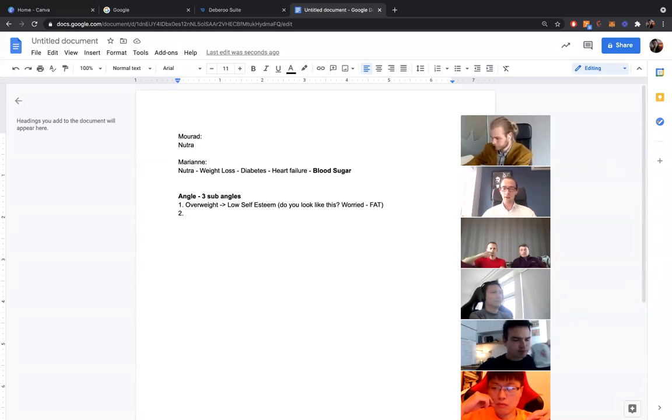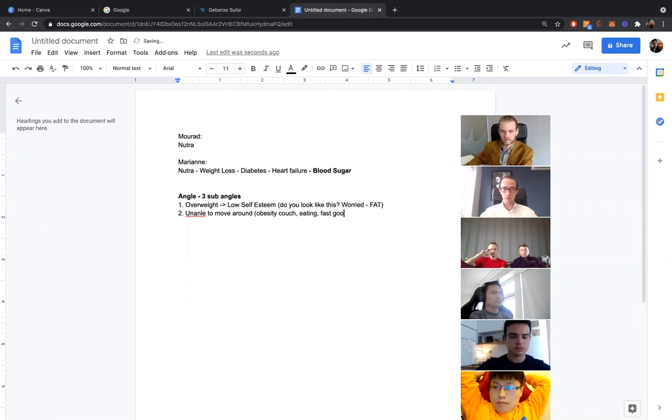So you'd have, like, fitness. Again, it would be overweight but unable to move around, be active. You could have an angle of a fat person sat on a couch just eating burgers, where you've got other people in the gym enjoying themselves. That sort of thing. This one, the first one, is a good one as is. Let's give this one a shot.